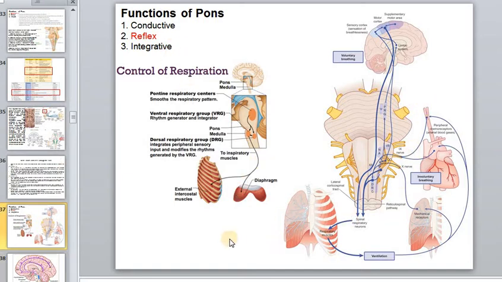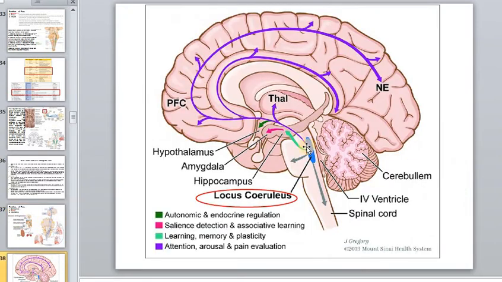So, the reflex function: it contains the locus coeruleus, which is the main source of norepinephrine in the brain and is involved in various functions including wakefulness, response to stress, and attention.